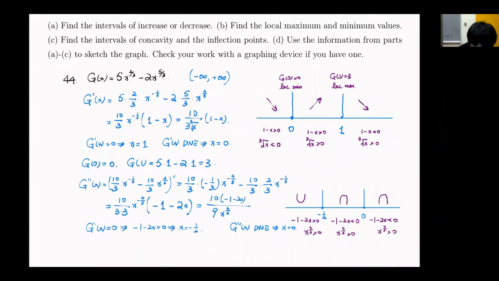Okay, so we need to compute what g of -1/2 is, and this looks very complicated, but it's not really that bad. So that will be 5 times (-1/2) to the 2/3 power minus 2 times (-1/2) to the 5/3 power. Okay, so the first thing I want to do is to take care of the sign. For the first term, I actually get 5 times (1/2) to the 2/3 because the negative sign, to an even power, is going to be gone.